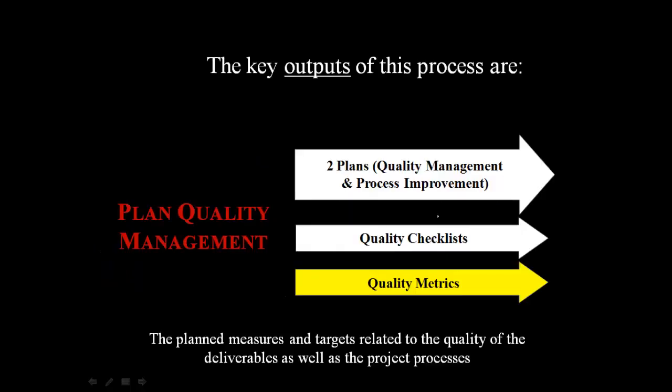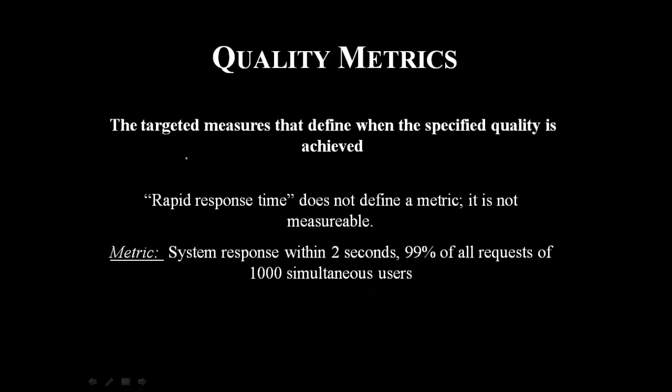Next, we have the quality metrics. They plan measures and targets related to the quality of the deliverables as well as the processes. So we have a specific metric, the targeted measure that defines when the specified quality is achieved. So in this example of dropping a cell phone, I want to make sure that, let's assume I'm clicking a picture from my cell phone's camera, this should be of this many pixels, or of X number of HD or stuff like that. That's the specified quality which is measured.